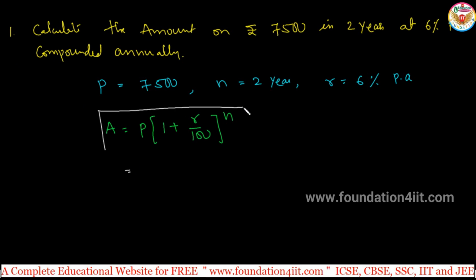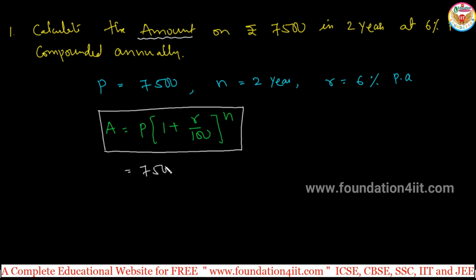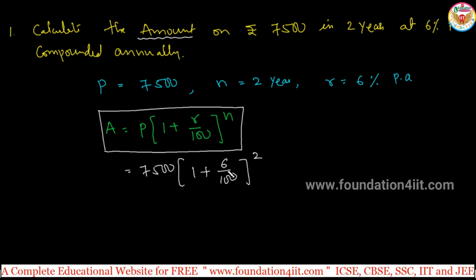This is a direct, straight formula to find the compound interest. Actually, this is the formula to find the amount first. So we have to find the amount value, then we'll find the compound interest also. But in this problem, only calculate the amount. The formula is A equals P value 7,500, into 1 plus R, that is 6 by 100, whole to the power 2.